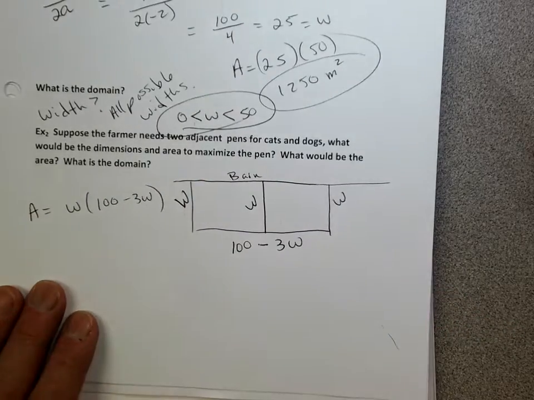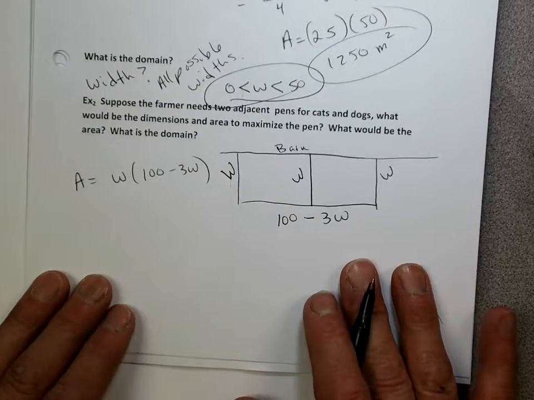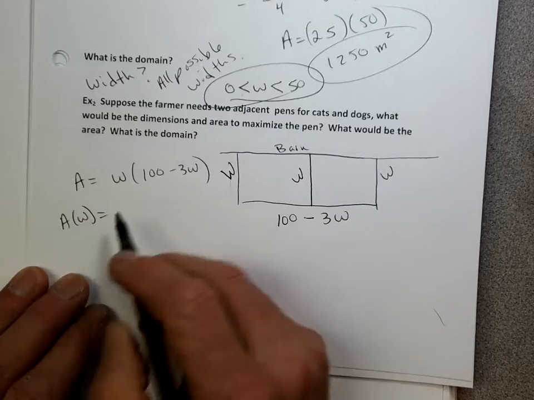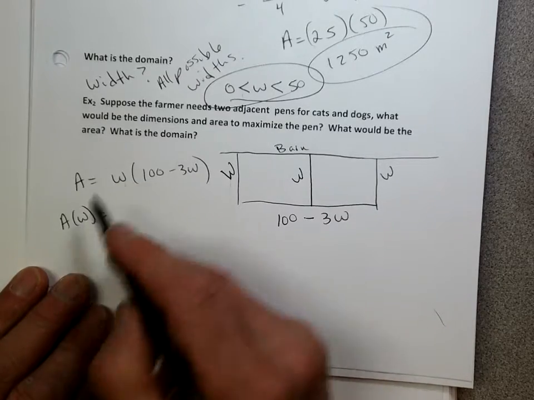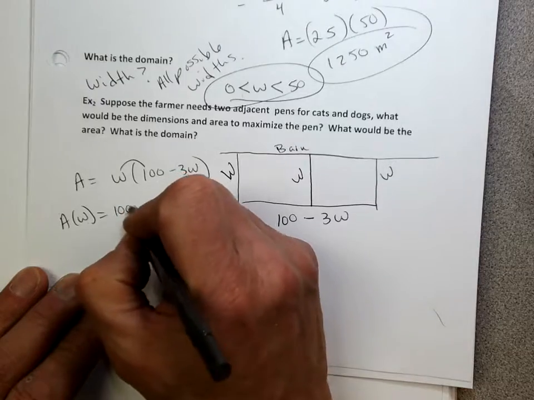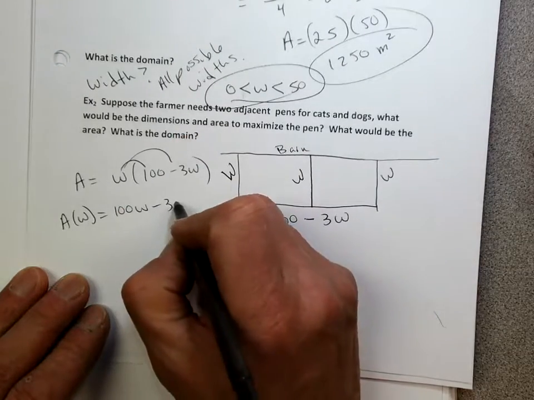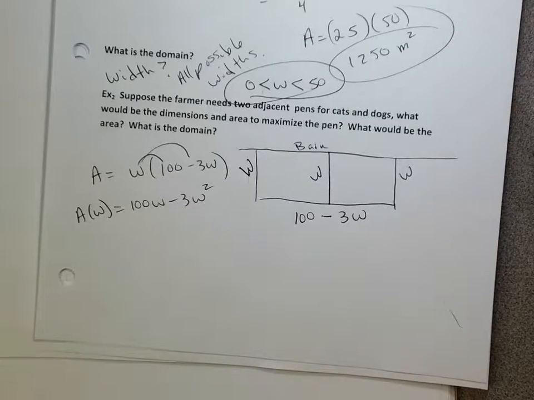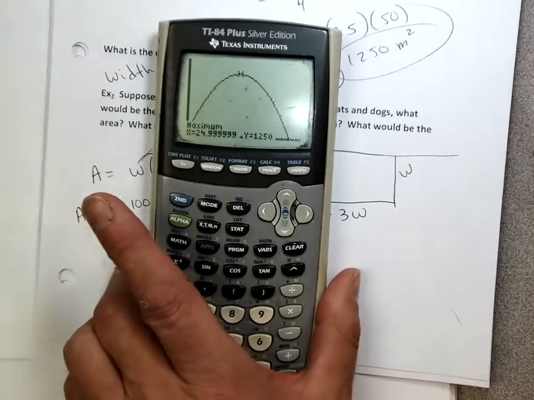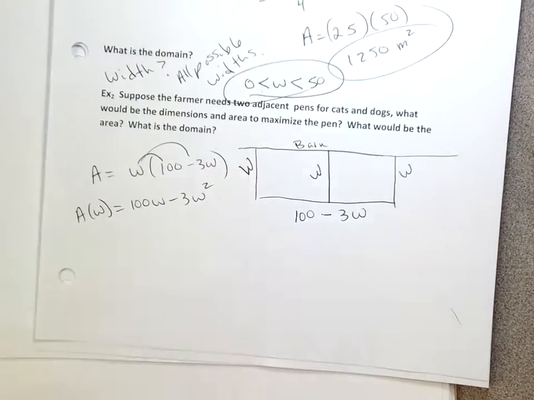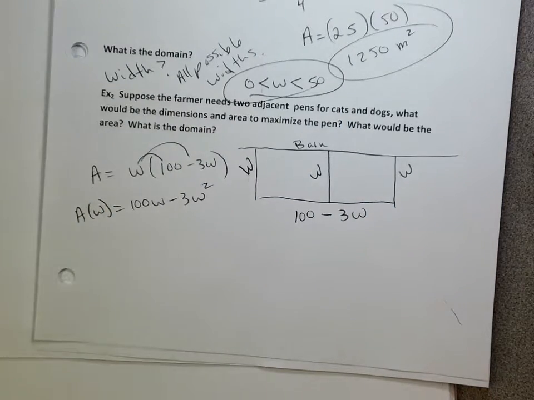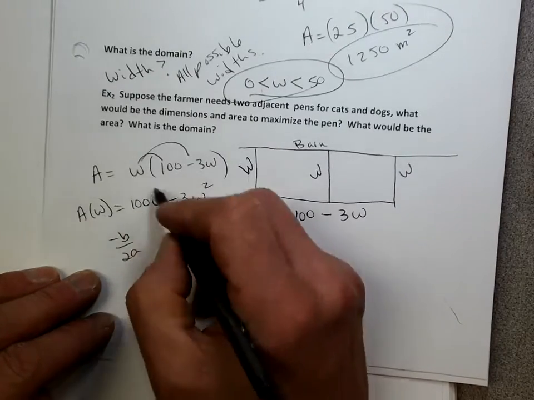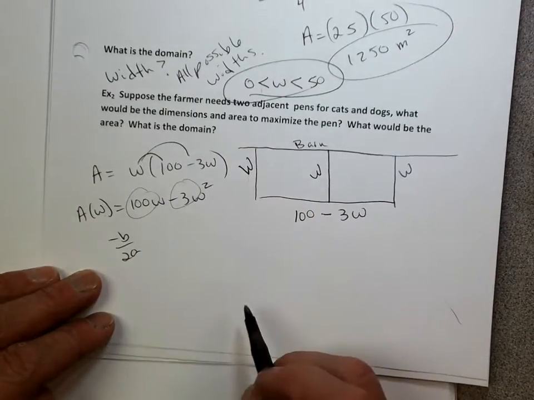Okay. Same kind of problem, really. It's just a little bit different. I'm going to make it a function, area with respect to the width, A of W. Area with respect to the width is equal to 100W minus 3W squared. Right? Again, it's a parabola. You can graph it to get the answer. I'm just going to use my negative b over 2a because it's faster for me. Since it is a parabola, I can use my negative b over 2a. Here's my b, and here's my a.